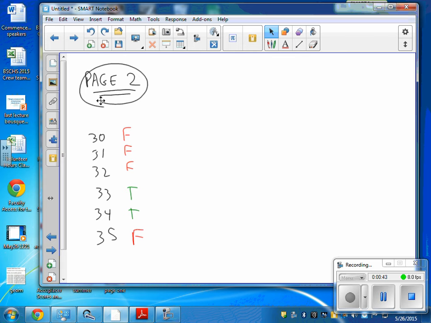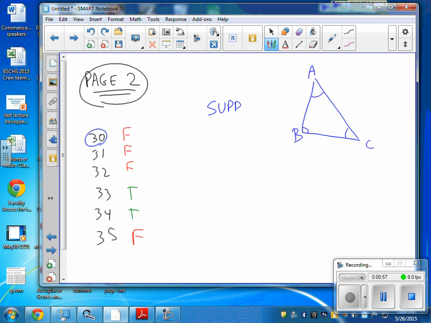I think probably the trickiest one of the lot is 30. It talks about the angles of a triangle being supplementary. Well, we know the angles of a triangle add up to 180. That's not a problem. So if these three angles, we call them A, B, and C, you know that A plus B plus C has to be 180. So why is that not supplementary? Supplementary means two angles that add up to 180. The definition does not talk about three angles. So by definition, number 30 is false.